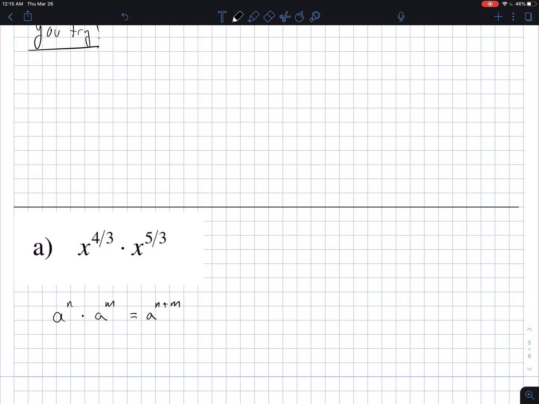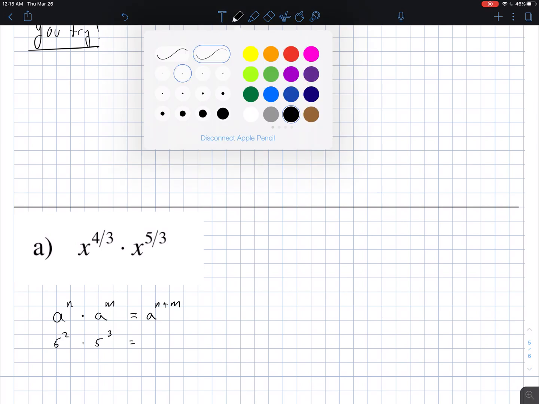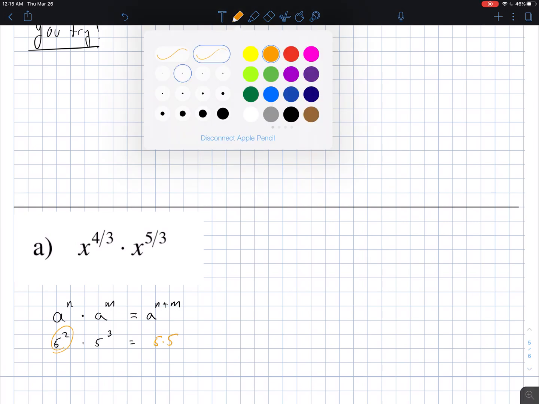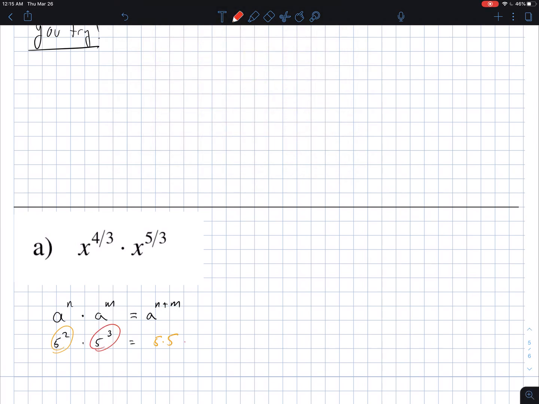Right? So if I said 5 squared times 5 cubed, let me do it in different colors. So 5 times 5, and let's do this one in red, times 5 times 5 times 5. How many 5s do you have? 1, 2, 3, 4, 5. So the answer is 5 to the 5th. You see, we just add those two exponents together.